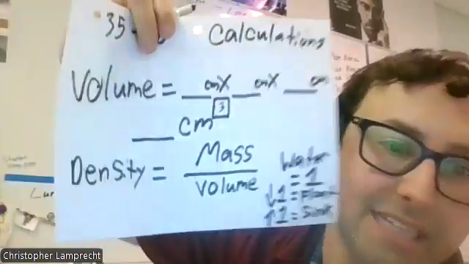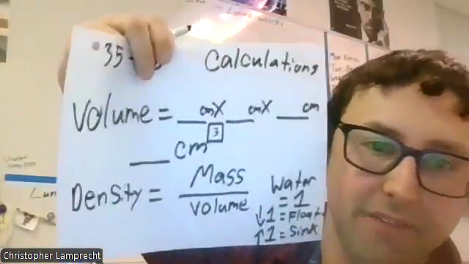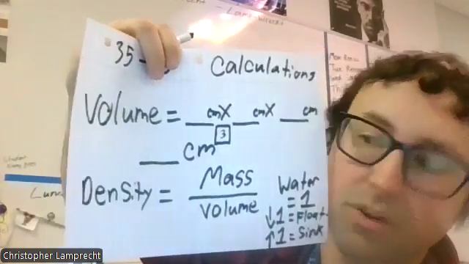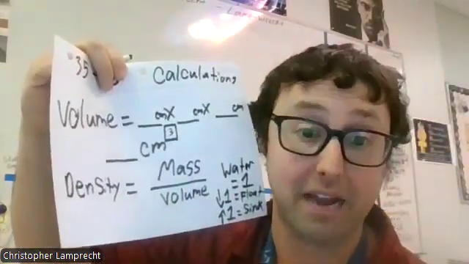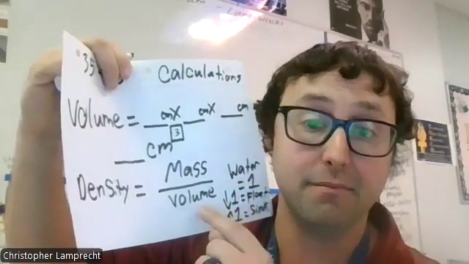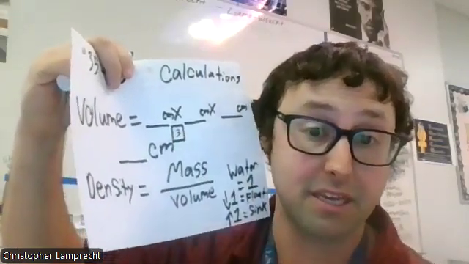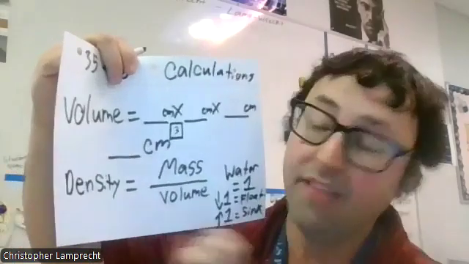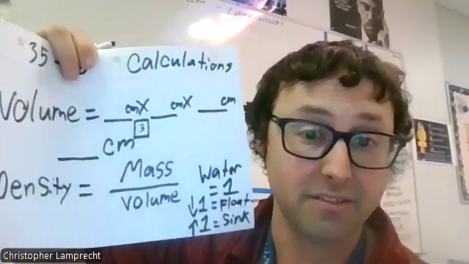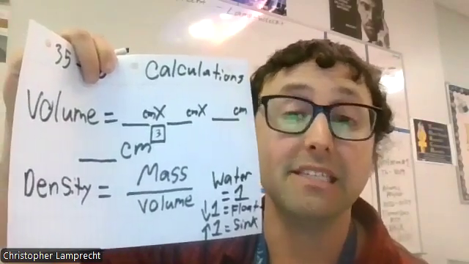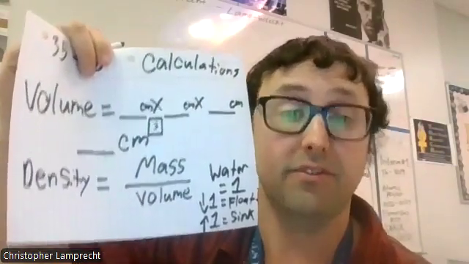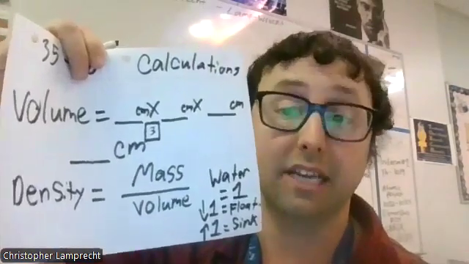Now, time for density, mass divided by volume. When you calculate that, the problem's going to give you the amount of mass in grams. You're going to divide it by whatever the volume is in the problem that you solve. And then you need to know this final fact, that water equals a density of 1. And if the number is less than 1, it's going to float. If it's more than 1, it will sink in water.